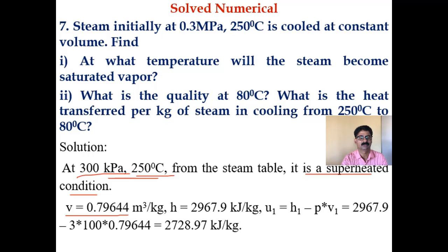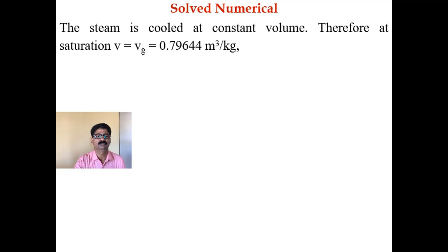The specific volume is 0.79644 meter cube per kg, and the enthalpy is 2967.9 kilojoules per kg. To find the internal energy U1, substitute H1 minus P V1 and you get 2728.97 kilojoules per kg. Internal energy, as I told you earlier, is not in the table we are using, so you have to calculate it using the formula U equals H minus PV. Now the steam is cooled at constant volume. Therefore, when the steam becomes saturated, the volume becomes Vg, that is 0.79644 meter cube per kg.